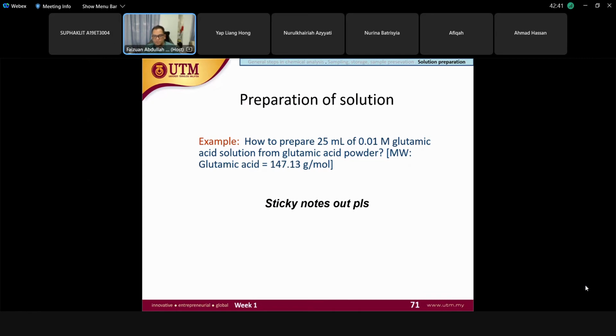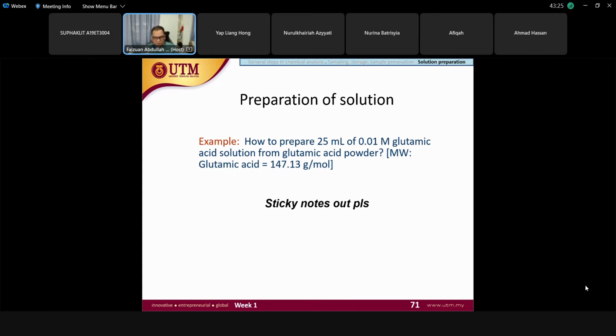So first we have to calculate the mass that we have to put in the solution. After calculation, we get 0.0368 grams, and we dissolve it in around 10 to 20 milliliters, and we fill up if we are using the volumetric flask. Yes, doctor.